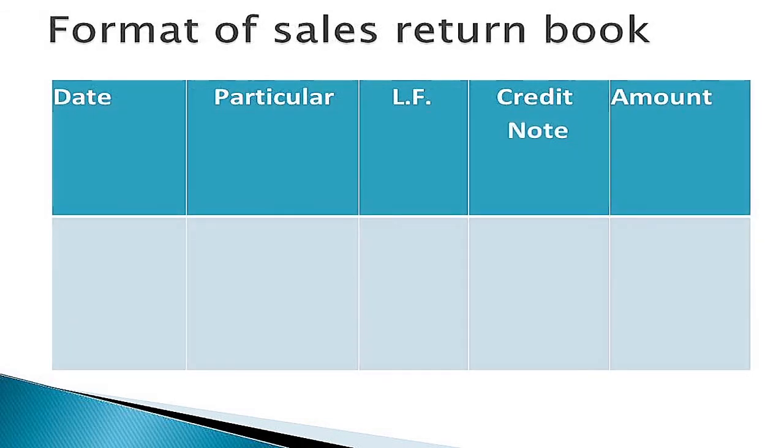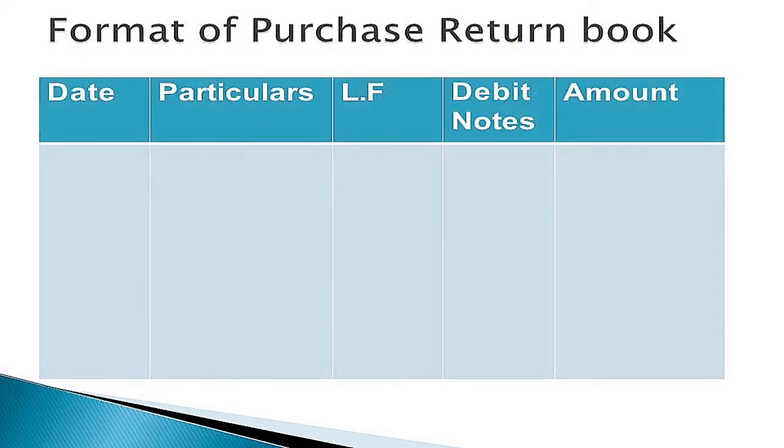Format is same. Sales return book format is date, particulars, LF number, credit note number or credit note reference number, and the amount. Okay, right. So now, till now, we understood four books.